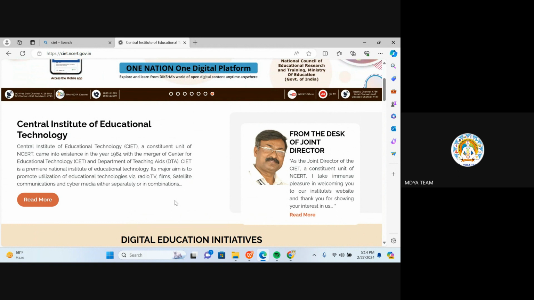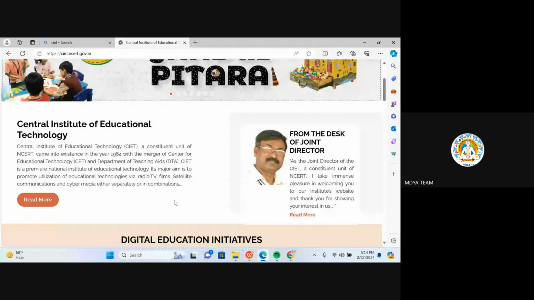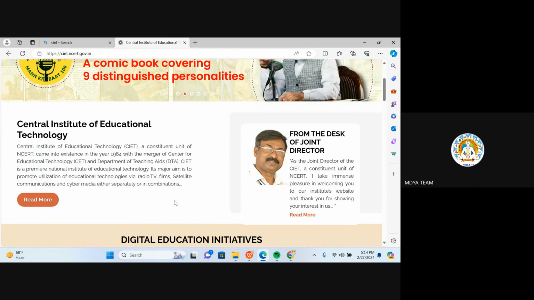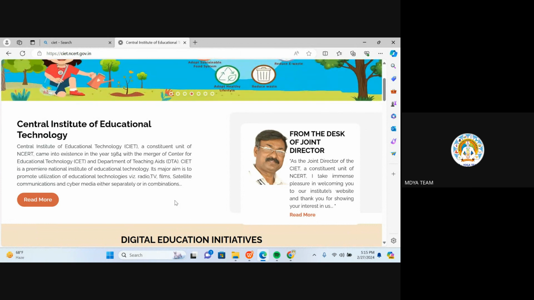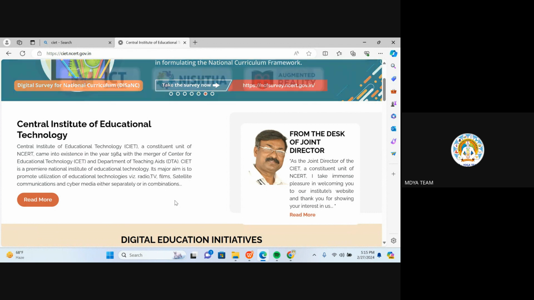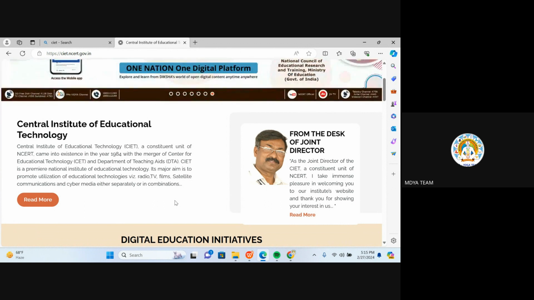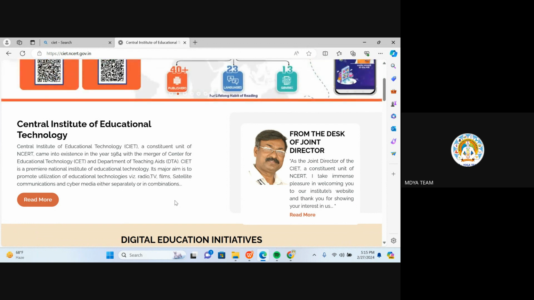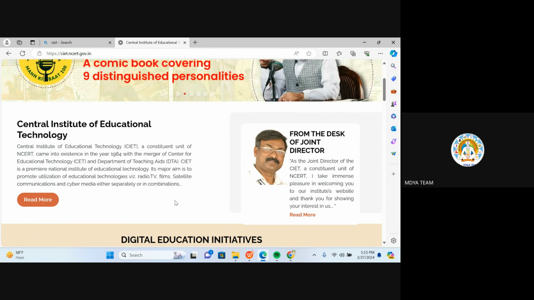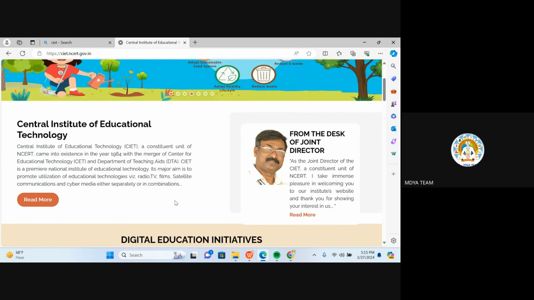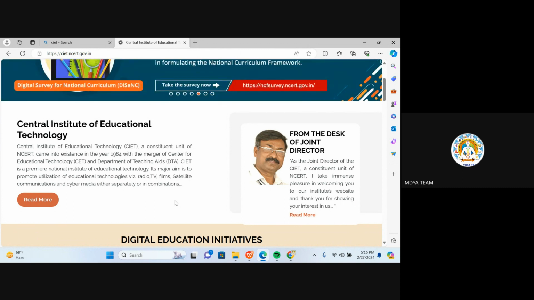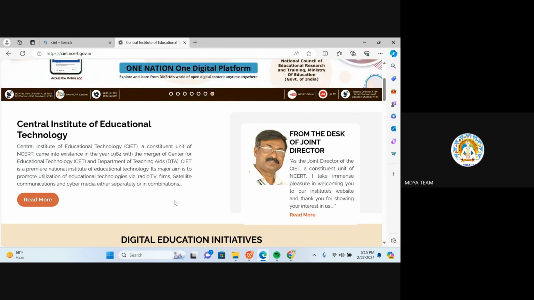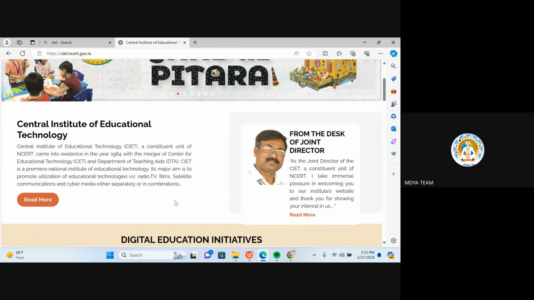It came into existence in 1984 with the merger of the Centre for Educational Technology and the Department of Teaching Aids, CET and DTA. CIET is the premier national institute of educational technology. Its major aim is to utilize educational technology via radio, TV, film, satellite communication and cyber media, either separately or in combination.